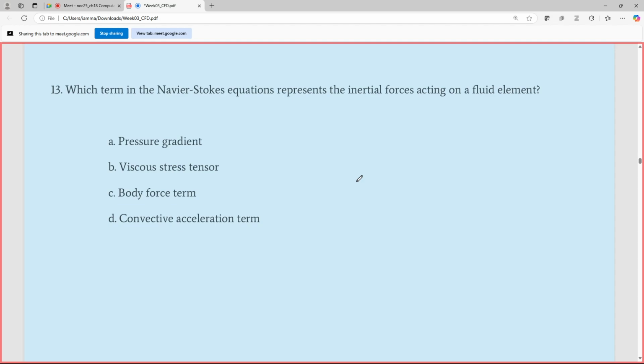Next question: which term in the Navier-Stokes equations represents inertial forces acting on a fluid element? So the question is on which terms of the Navier-Stokes equation represent the inertial forces acting on a fluid element. Option A, pressure gradient. Option B, viscous stress tensor. Option C, body force term. Option D, convective acceleration term.